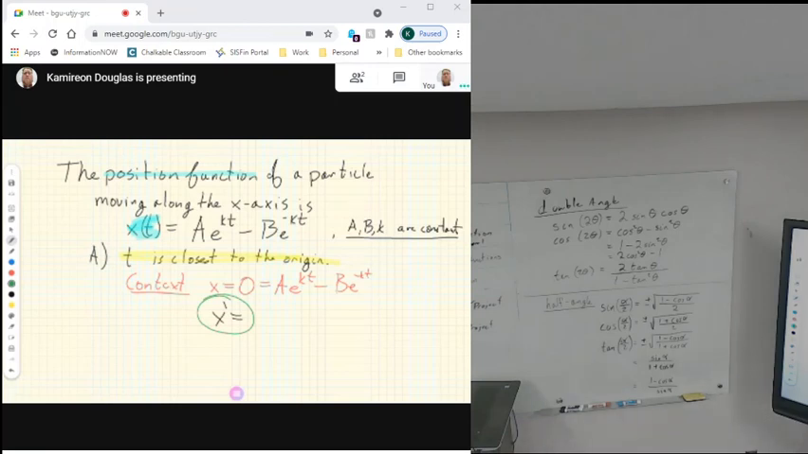Very heavy particle. I'm sure there's like some physics jokes we made in here.